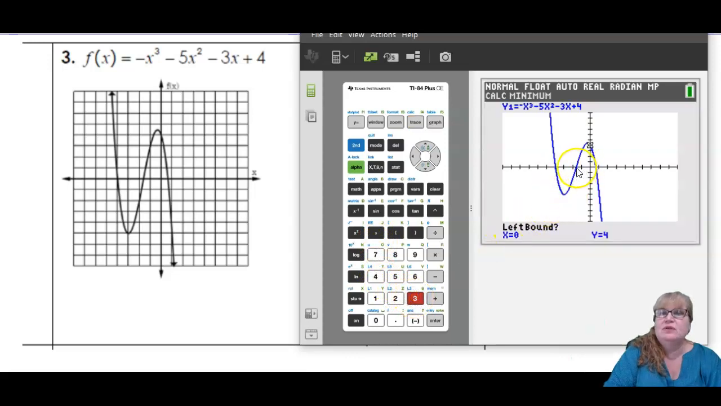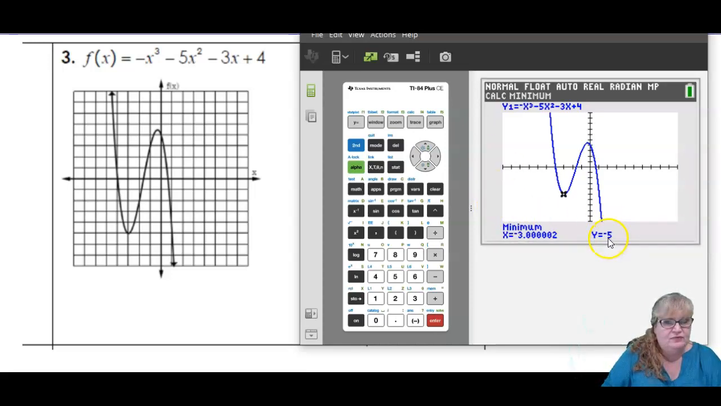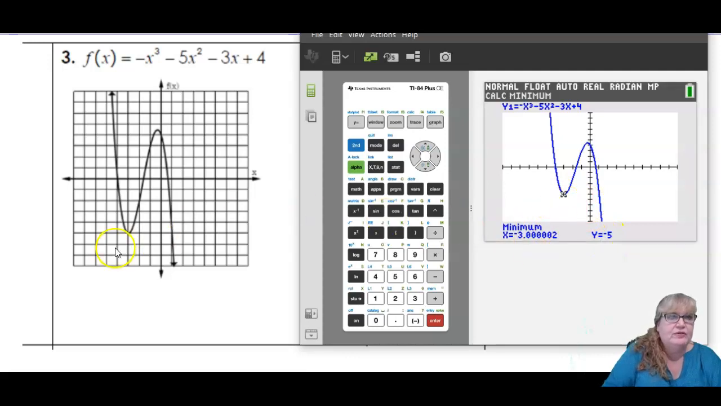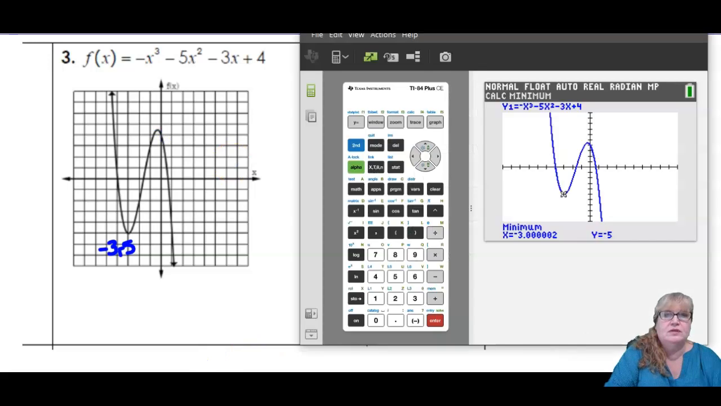And it looks to me, 1, 2, 3, 4, like it's between -4 and maybe -2. So I'm going to type the left boundary of -4, and the right boundary of -2, and I think it's happening somewhere in between there. So it looks to me that it happens exactly at -3, -5. We have a little bit of calculator error going on, but it looks good on the graph. -3, -5 down there.